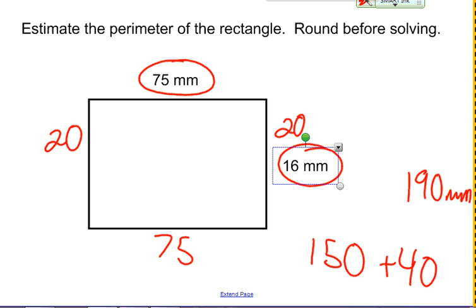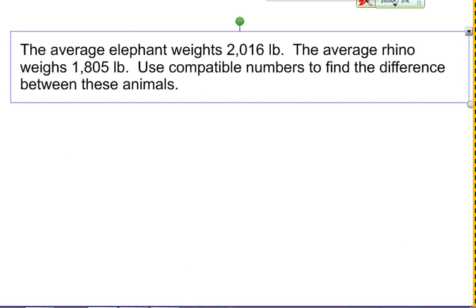So in that case, I only rounded one of them to give me an answer, because I felt that 75 was a fair number to work with. However, I could have rounded this up to 80. And that would have been 80 plus 80 equals 160, plus that to give me a final answer.